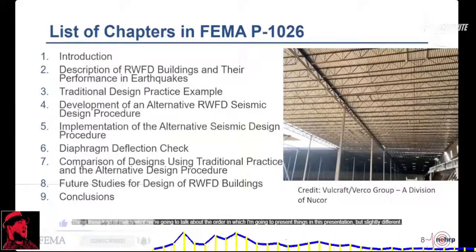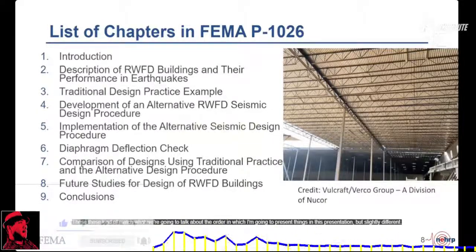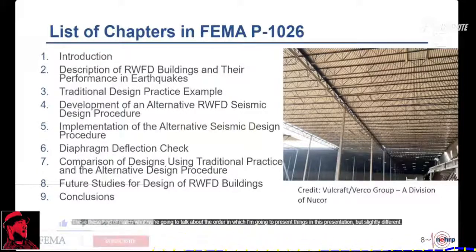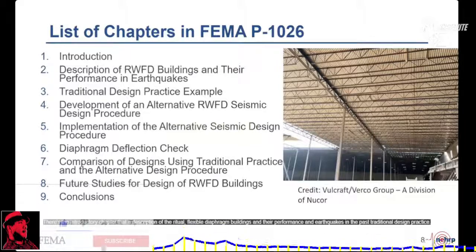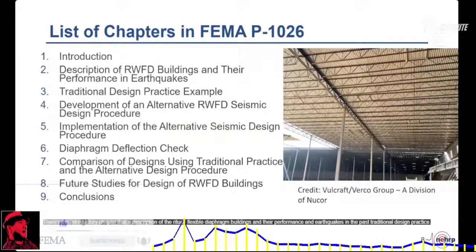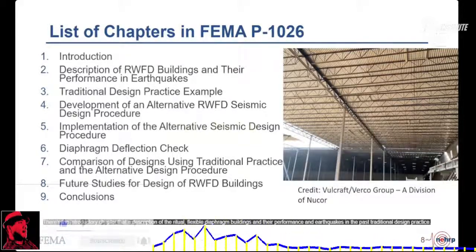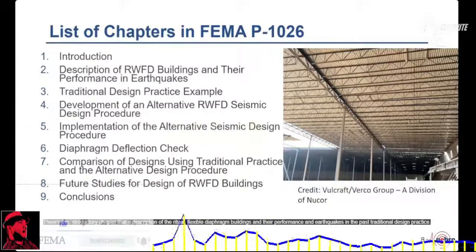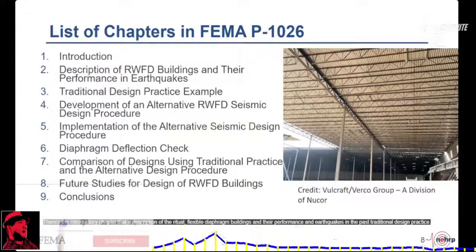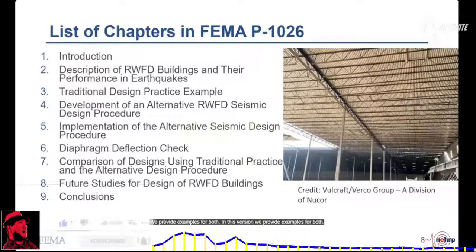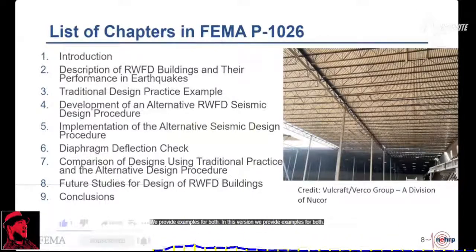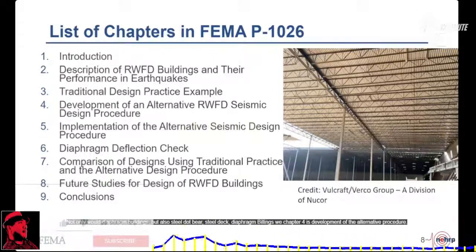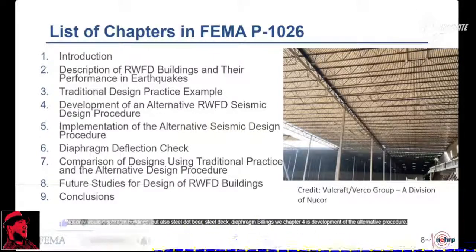These match what we're going to talk about, the order in which I'm going to present things in this presentation, but slightly different. There's the introductory chapter, then a description of the rigid wall flexible diaphragm buildings and their performance in earthquakes in the past. Then traditional design practice; in this version, we provide examples for not only wood diaphragm buildings, but also bare steel deck diaphragm buildings.